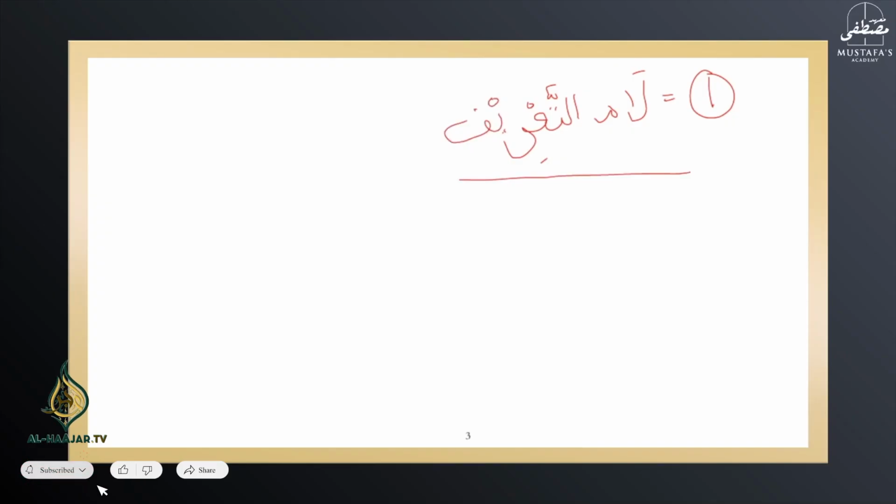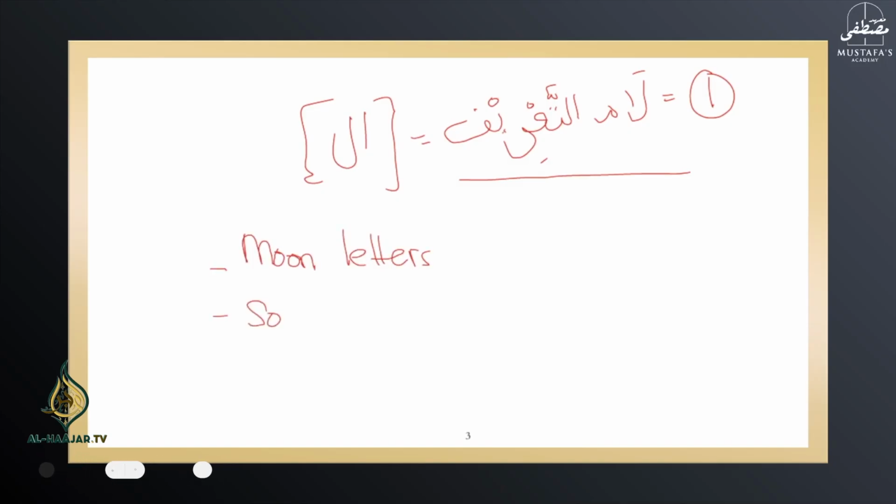What is lam al-ta'rif? We call this also alif and lam. This alif and lam is what literally bore for us the fruits of one important topic. You have words which are known as moon letters, and you have sun letters. For the students who study tajweed, you know there are moon letters and there are sun letters.